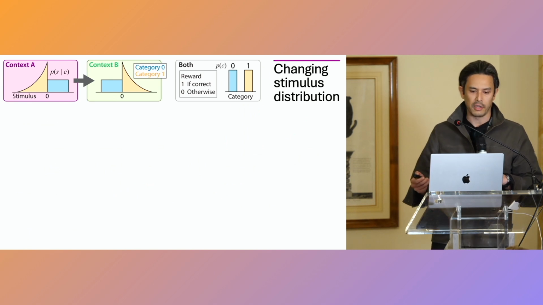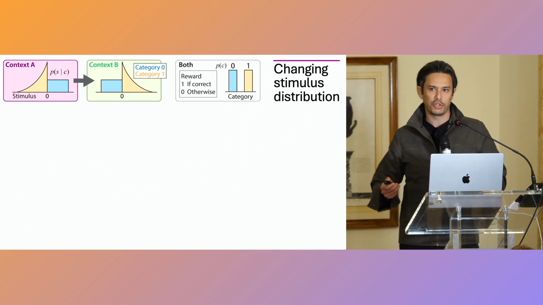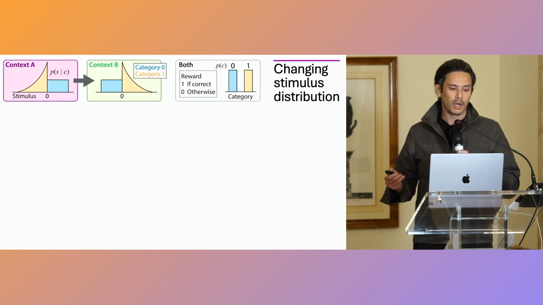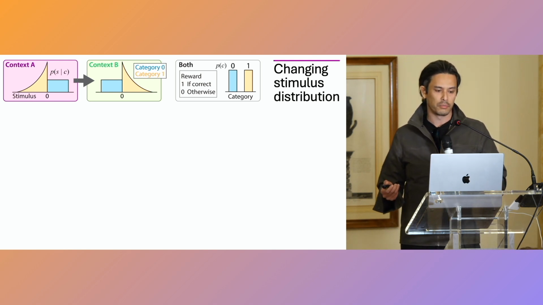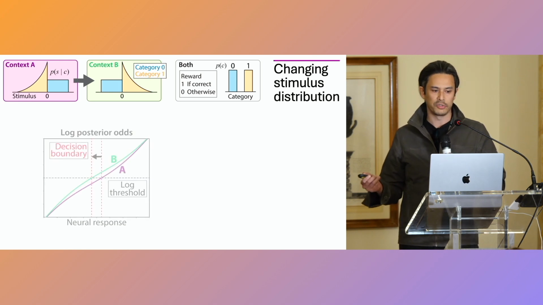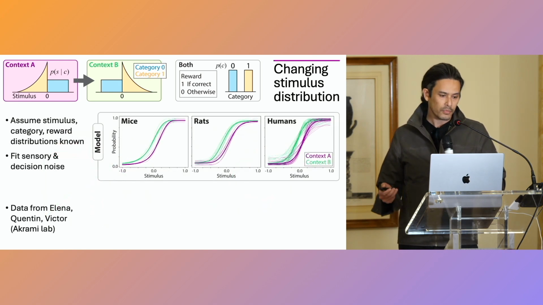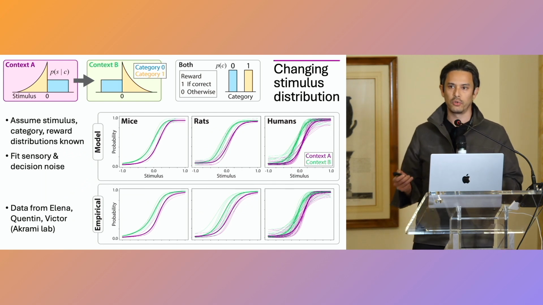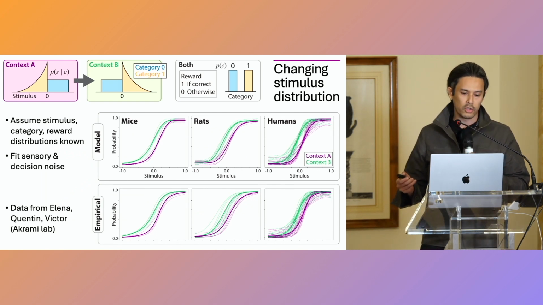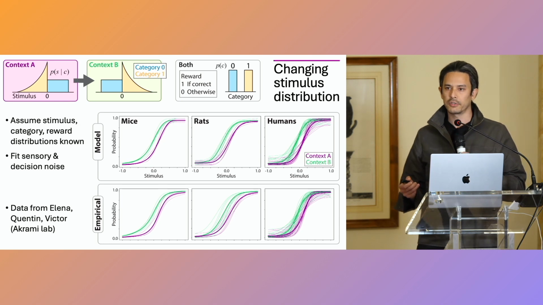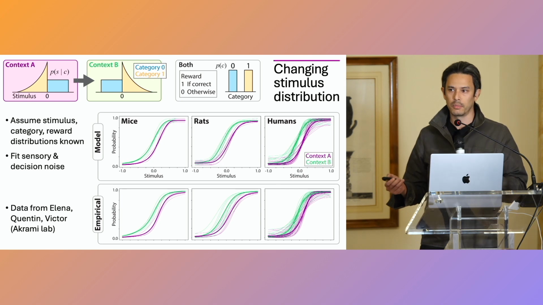So the model will also tell us how subjects ought to change their behavior when we do things like switch up the stimulus distribution, the category distribution, the reward distribution, and how we'll see that reflected in the psychometric. We can compare that to experimental data collected by the Akrami lab in human, rat and mouse subjects. Athena is going to describe these experiments tomorrow, but what we generally see, at least in terms of the psychometric function, is that all of these subjects adapt their behavior to changes in the stimulus distribution similar to the normative model. But of course, this doesn't account for learning, which Athena will tell you about tomorrow.